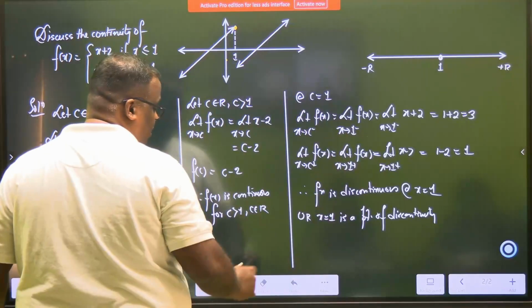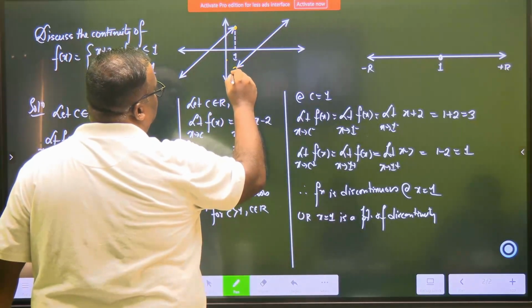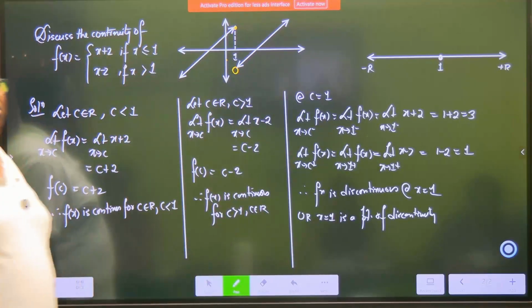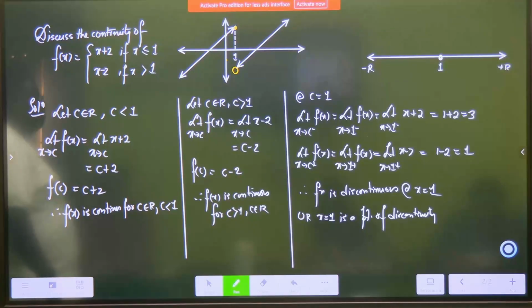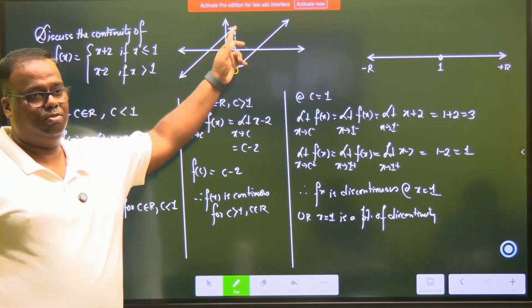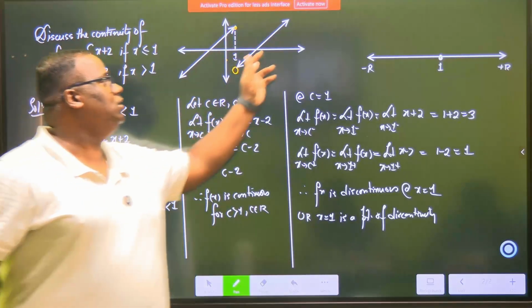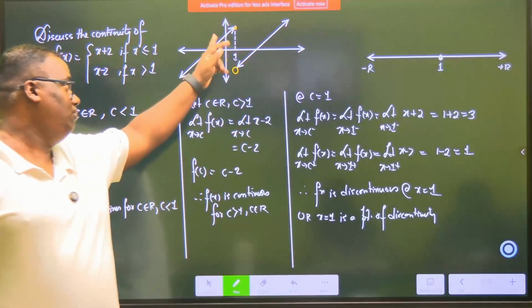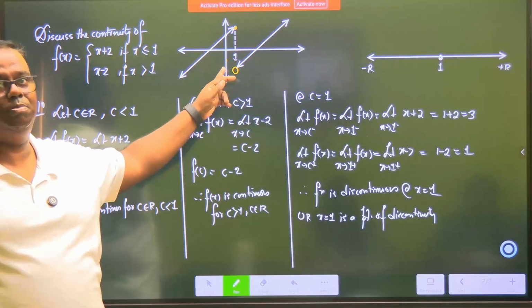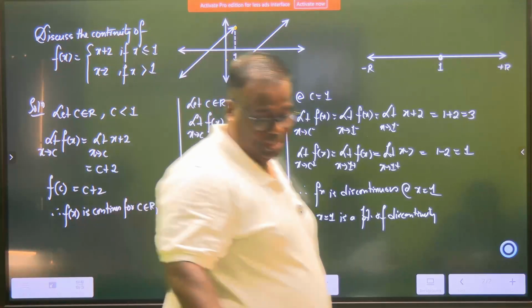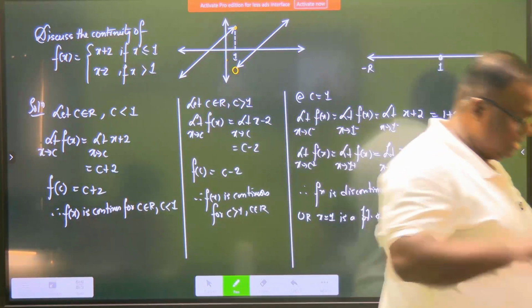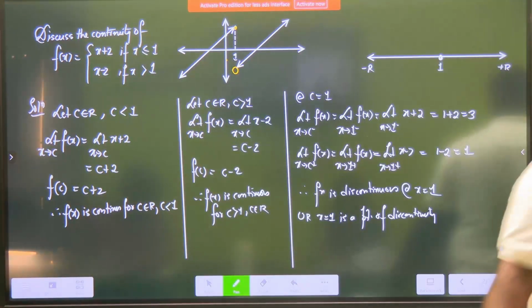However, the most striking difference that we will get is here there will be a hole, because you cannot touch 1. So the function is continuous, which we proved. But to come from here to here, you have to lift the pen from the paper. So it is discontinuity. Is this clear? We'll do one more problem of this type.